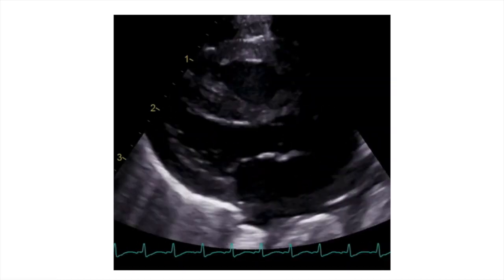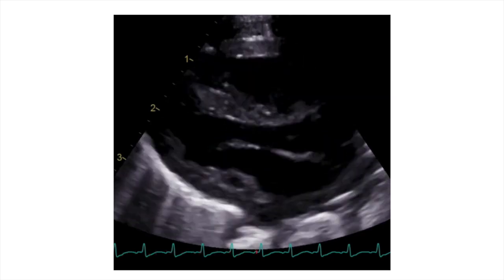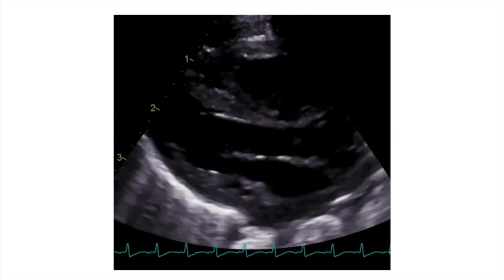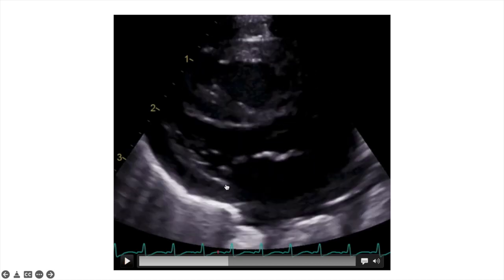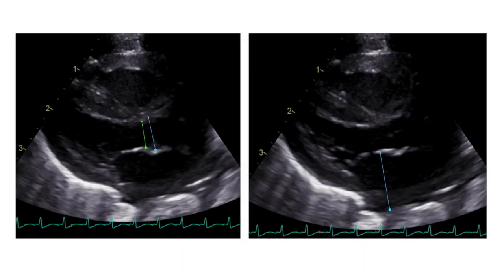The other way to measure the LA-AO ratio, which is a little bit more accurate actually, is just to freeze this video here before the mitral valve opens, and then we measure the LA dimension on the 2D image here, and then we can simply measure the aortic root diameter at this level here. As you can see here, this is the LA dimension, and this is the aortic root diameter here, and then we come up with the LA-AO ratio.